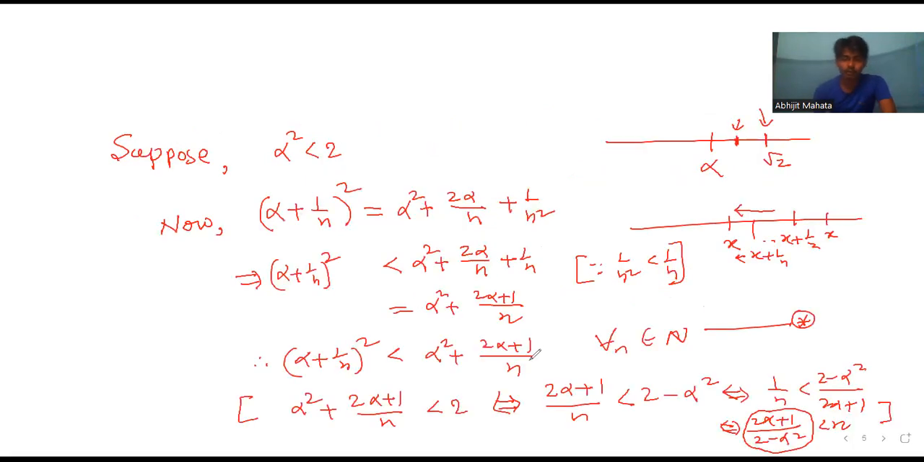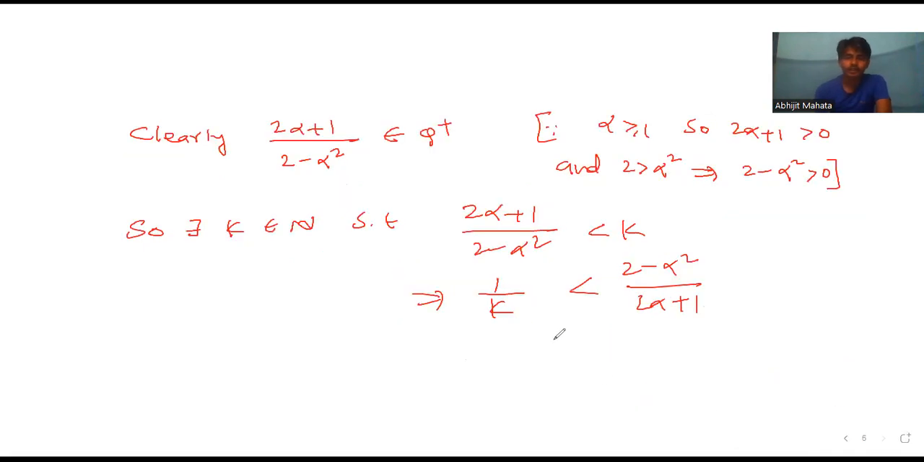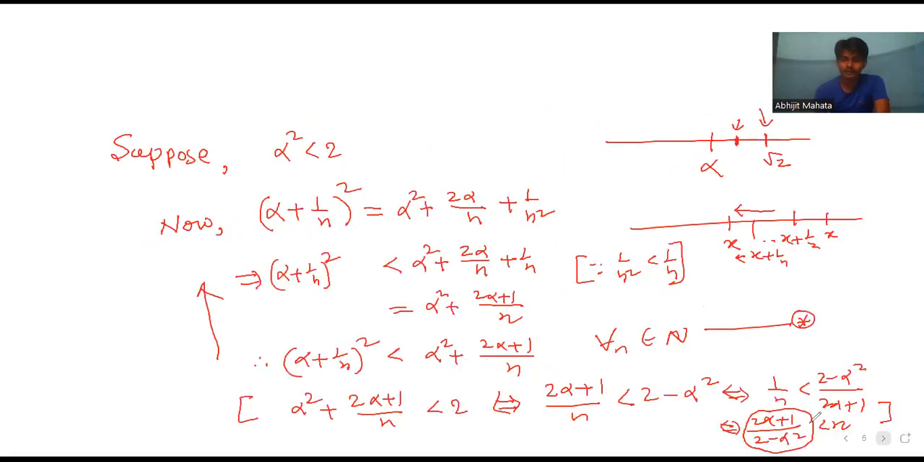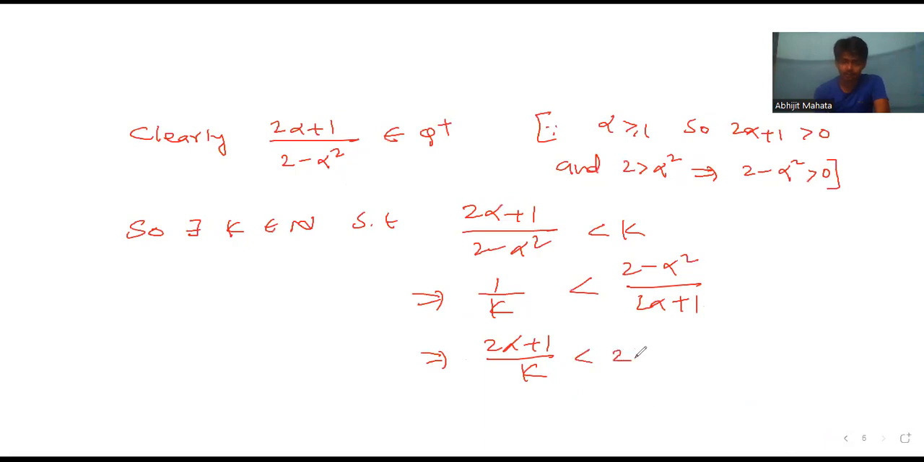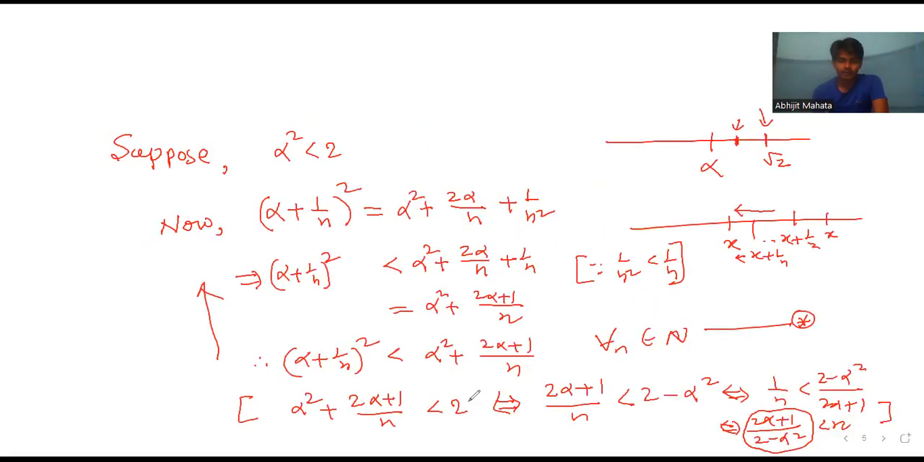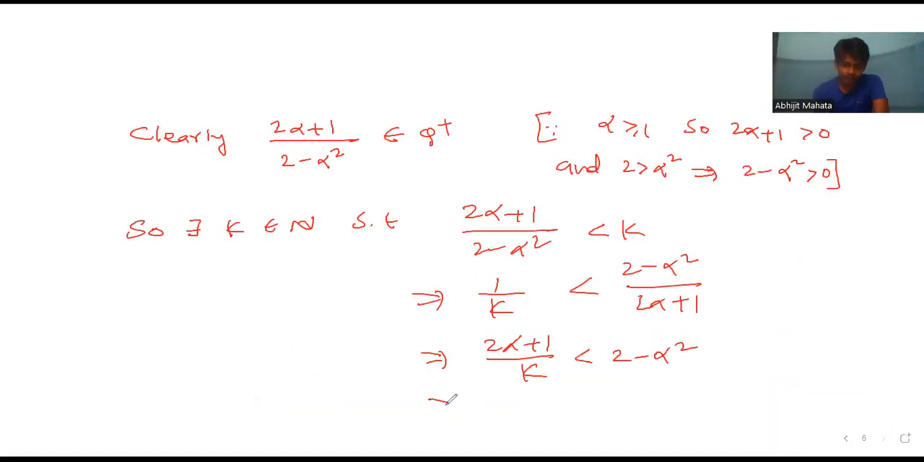Now look at this backward process. Just apply the backward process from here. This is what you get. So we are getting that this is basically less than 2. So this is true by star. So what we can say here is that 2 alpha plus 1 by k is less than 2 minus alpha square, right? Now this alpha square, you can put on this side. So alpha square plus 2 alpha plus 1 by k is less than 2. So such a k exists.